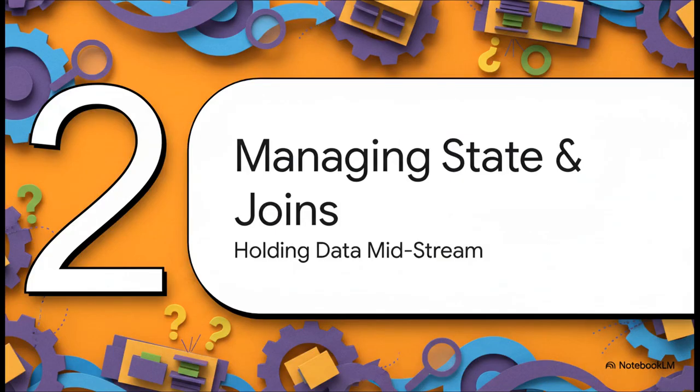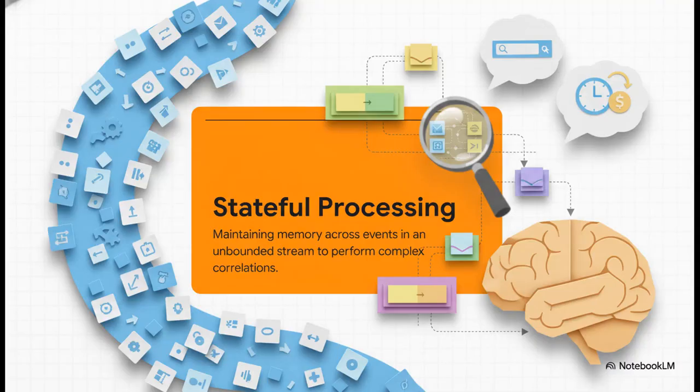Moving right along to Section 2, managing state and joins. And this brings us to a real game changer, stateful processing. You see, a simple stateless stream processor just looks at one single event, maybe filters it and passes it right along. But if you want to build truly powerful stream pipelines, stateful processing is the hurdle you have to clear. It means the system actually maintains knowledge. It keeps a memory across multiple events in that infinite stream.